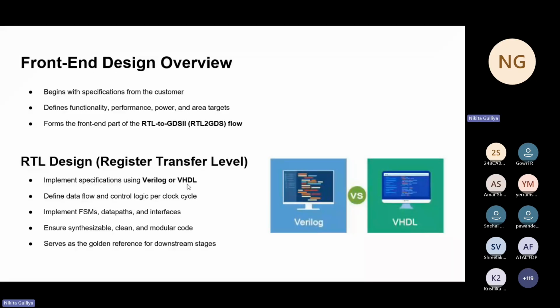And RTL design, the register transfer level. We implement the specification using Verilog or VHDL. VHDL is good for FPGA flow, and Verilog is okay for simulation. RTL describes how data moves between registers on each clock cycle. This is where FSMs, data paths, and interfaces are implemented. The RTL must be clean, synthesizable, and modular because it serves as the golden reference for all the later stages.